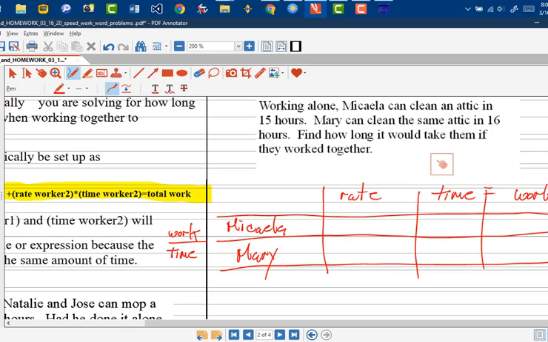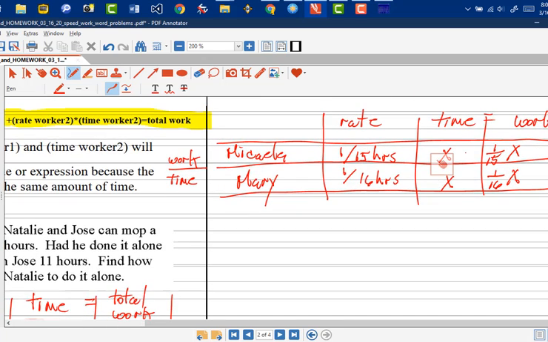Okay, so Michaela can do it in 15 hours, so her rate would be 1 attic per 15 hours, or 1/15. Mary can do 1 attic per 16 hours, and so that means how long would it take them if they work together? Well, if they work together, they will both work the same amount of time, which is what we're trying to solve for. So we would get 1/15 x, and here we would get 1/16 x for their total work.